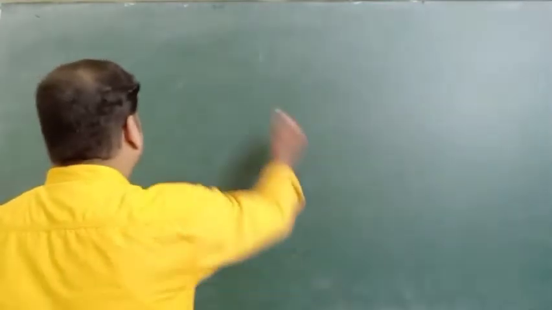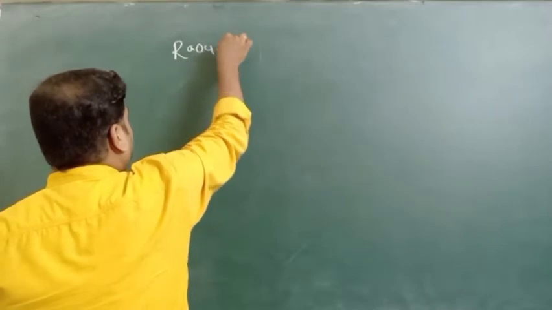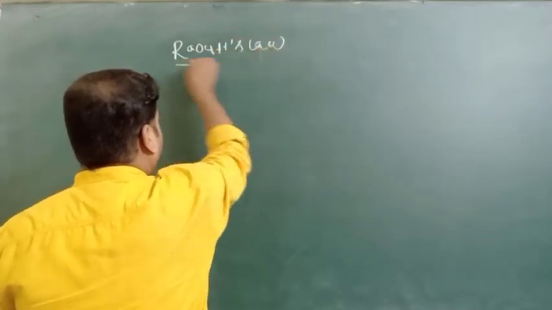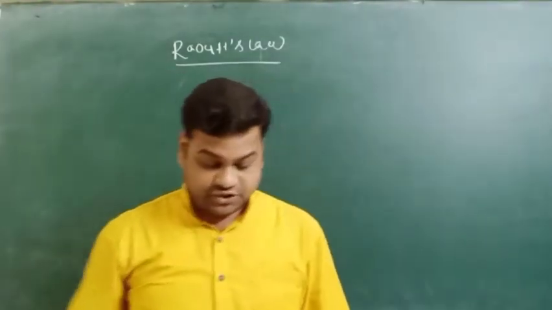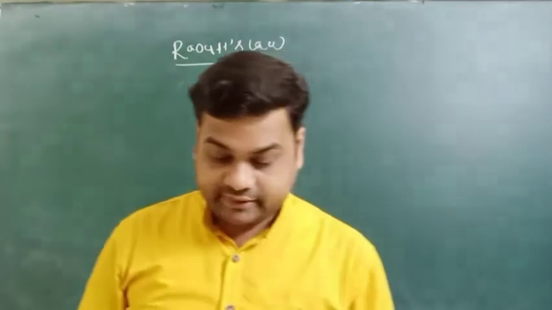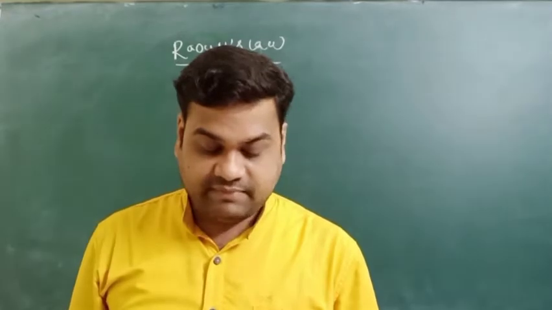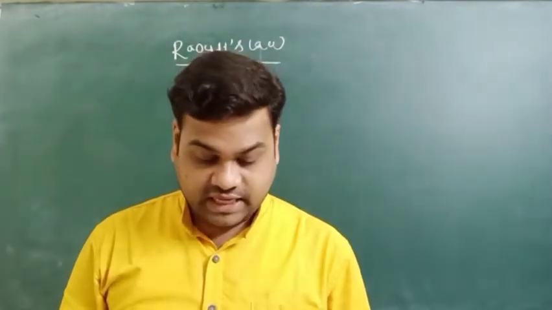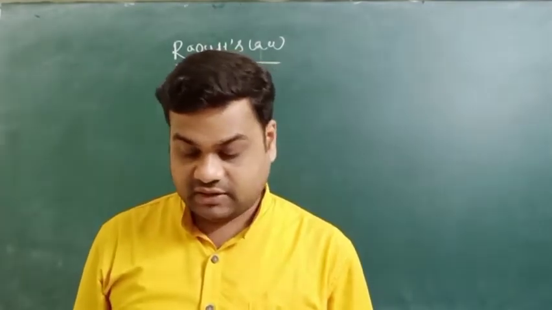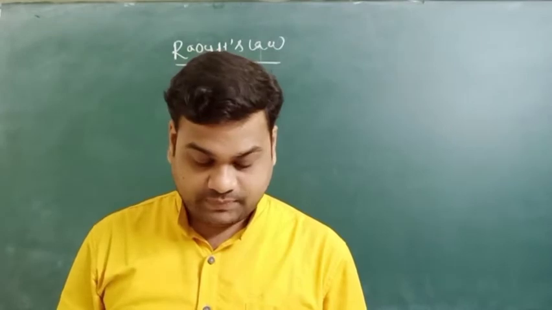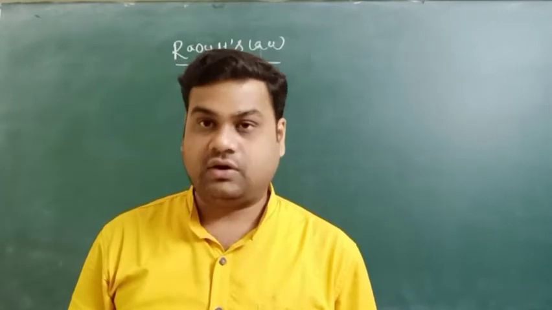Raoult's law. Our question is: the vapor pressure of ethyl alcohol at 298 Kelvin is 40 mm of mercury. Its mole fraction in a solution with methyl alcohol is 0.80. Then what is the vapor pressure of the solution if the mixture obeys Raoult's law?